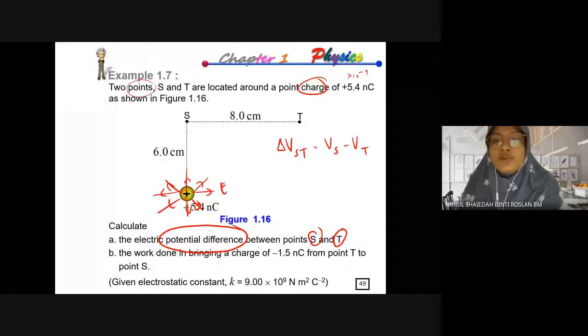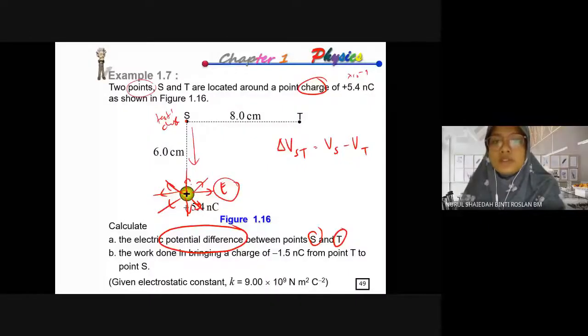Okay, so I need to find VS first. If I put the test charge here, what is the possible path this test charge can go? Only here. Why can't it go to T? Because T does not produce an electric field. The electric field is the one that pulls the test charge, so it can only go to here. So for VS we only have one term, KQ over R, where Q is this value and R is this distance, 6 cm.